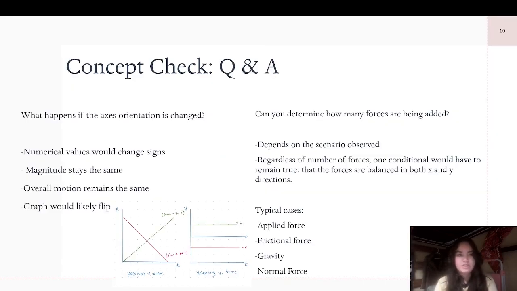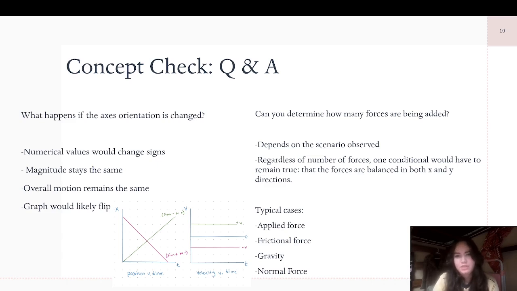Some concept questions to consider that were given in this lab: what happens if the axis orientation is changed? The numerical values or the magnitude remains the same, but the graph would likely flip from positive to negative, which is shown in the position versus time equation, as well as the velocity versus time. As you can see, the values would change signs from positive to negative.